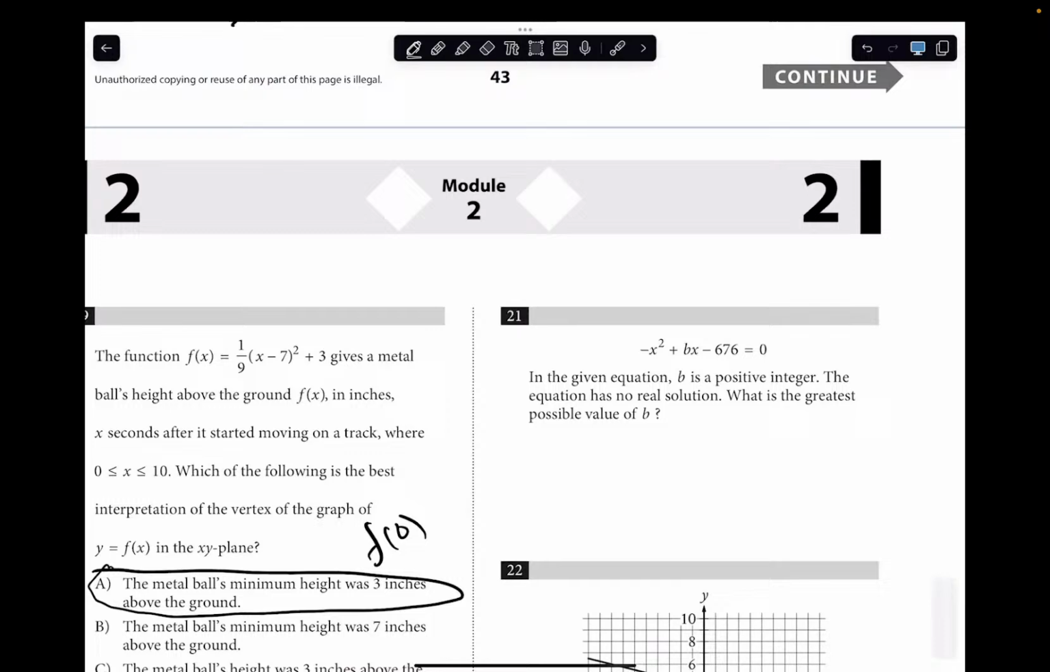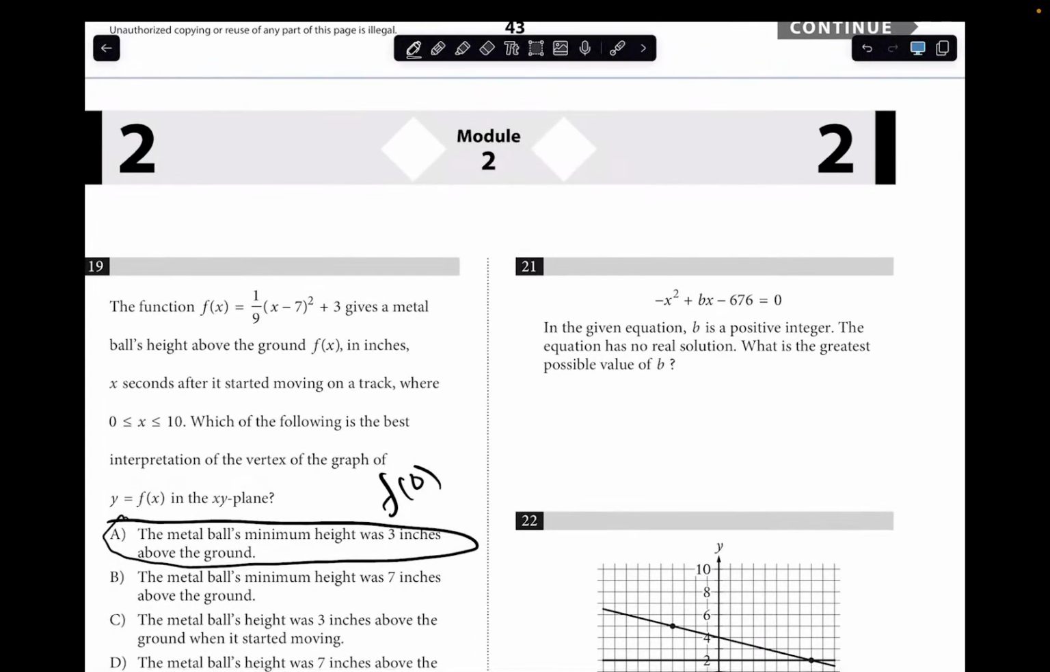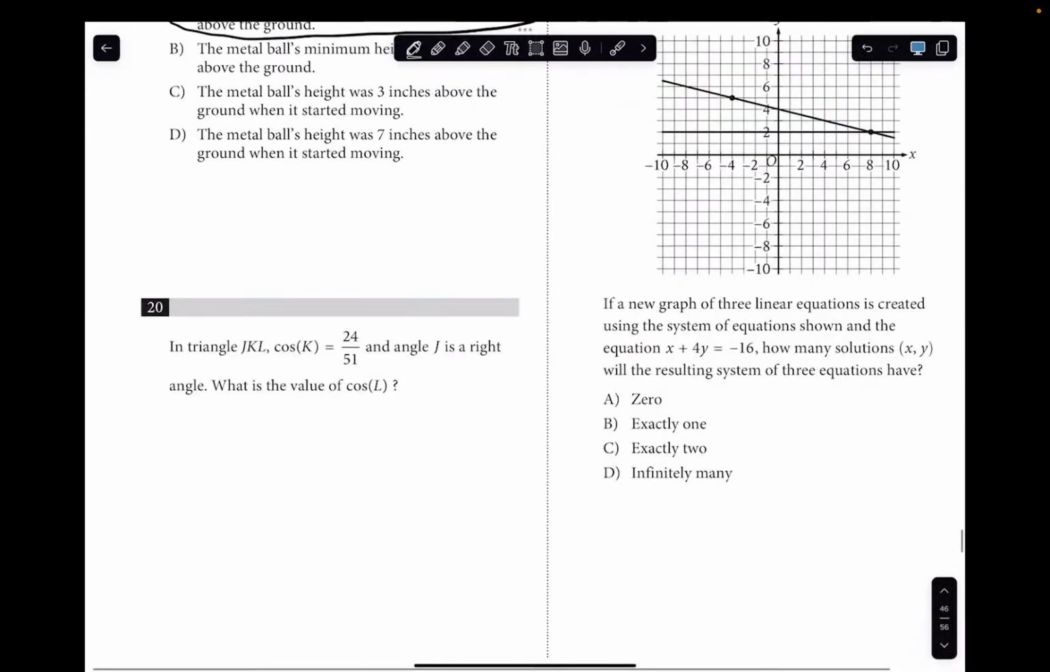All right, in the given equation, b is a positive integer. The equation has no real solution. What is the greatest possible value of b? Oh, excuse me, I skipped one.